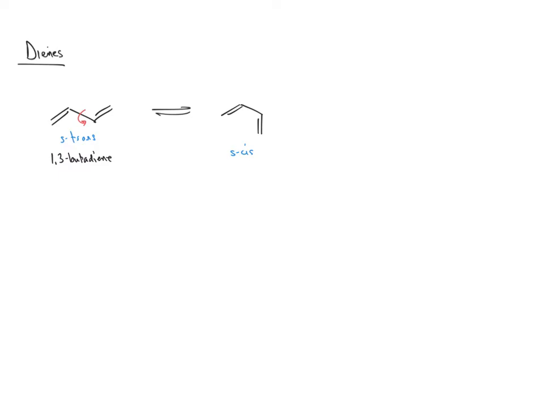Now the s-cis form is slightly higher in energy than the s-trans form because you've got some steric clashing between the 2 hydrogens here. And so because of this steric clashing, this one is 2.8 kcal per mole higher in energy.